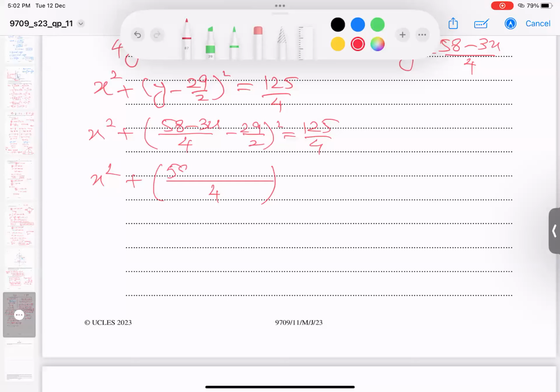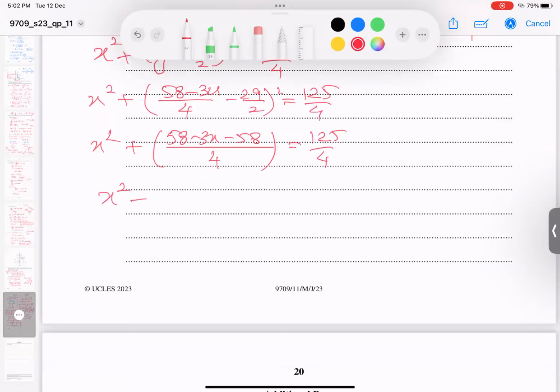So 58 minus 3x, same. This 4 is not matching, so into 2 up, into 2 down. So 29 into 2 gives us 58, so minus 58. I believe up till here the point is clear. Now x to the power 2. Okay, and afterward this 58 cancels out.